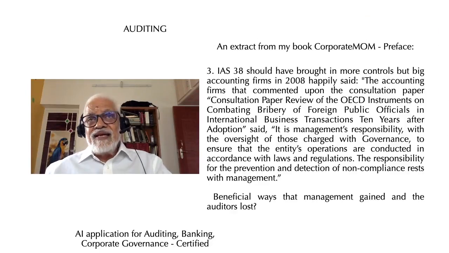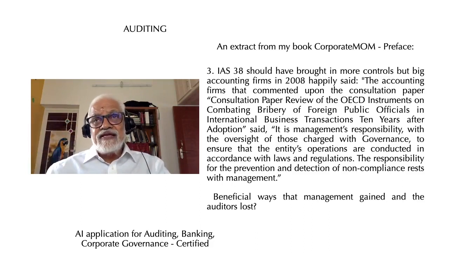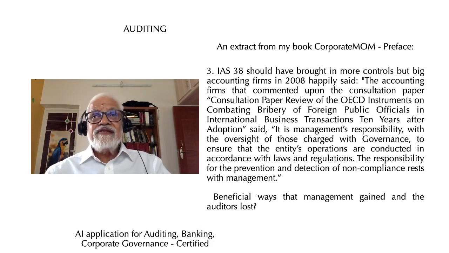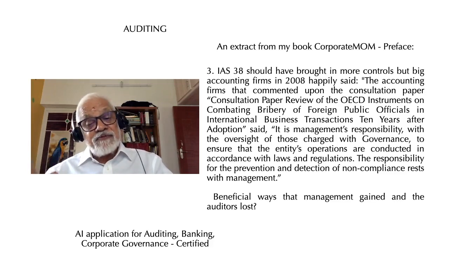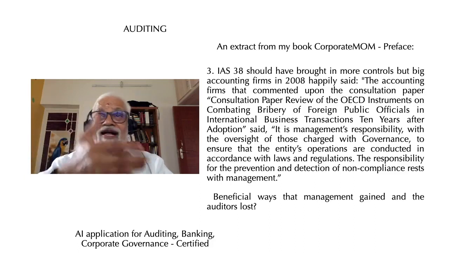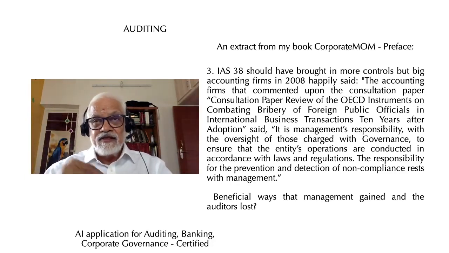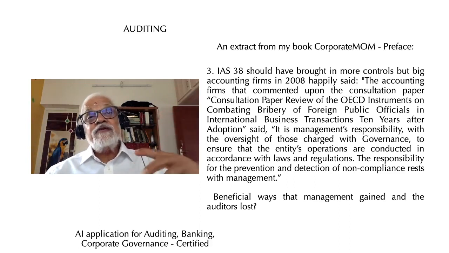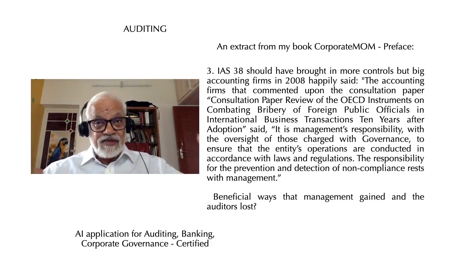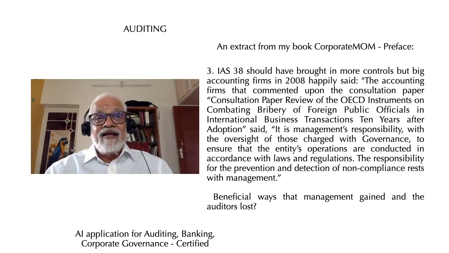Number 3, IAS 38 should have brought in more controls, but big accounting firms in 2008 happily commented upon the consultation paper, the review of the OECD instruments on combating bribery of foreign public officials in international business transactions, 10 years after the adoption. There was a paper wherein four big firms participated. It is management's responsibility, with the oversight of those charged with governance, to ensure that the entity's operations are conducted in accordance with the laws and regulations. Those guys, CEOs and managing directors. The responsibility for the prevention and detection of non-compliance rests with the management. So that was what the big 4 firms concluded, and the beneficial ways that management gained and the auditors lost.